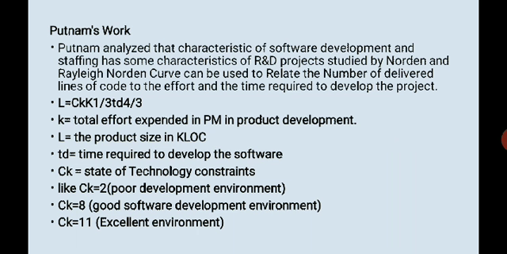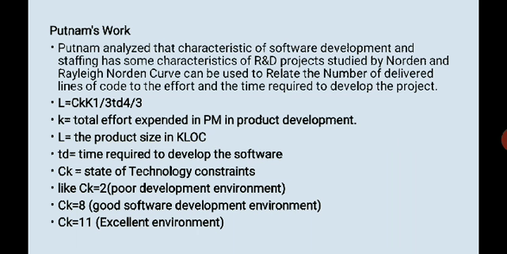Okay, next we come to Putnam's work. See, Putnam analyzed the characteristics of software development and staffing and found they share characteristics with the R&D projects studied by Norden. The Rayleigh-Norden curve can be used to relate the number of delivered lines of code to the effort and the time required to develop the project. So he calculated it based on the same formula: L = CK · K^(1/3) · td^(4/3). K is the total effort expended in product development in person-months, right? And L is your product size in kilo lines of code, right?